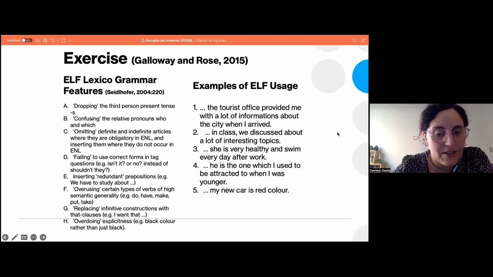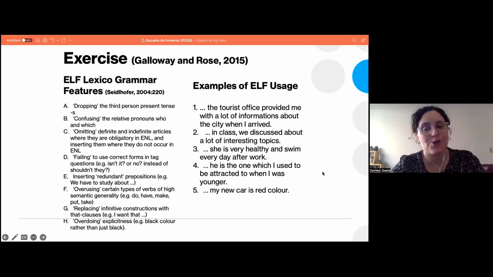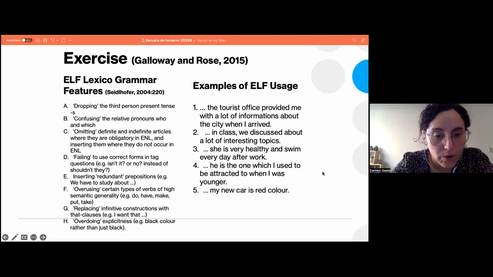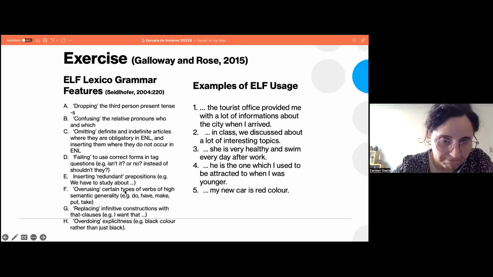Letter F. Okay, overusing certain types of verbs of high semantic generality, like in this case, the verb would be provide. Yep, it could be, but there is another point as well. I'm afraid letter E is not the answer. Okay, Camille, I think that you are on the right track. Informations, that's right, very good. I'm afraid it's not here, actually. I cannot see it right now.